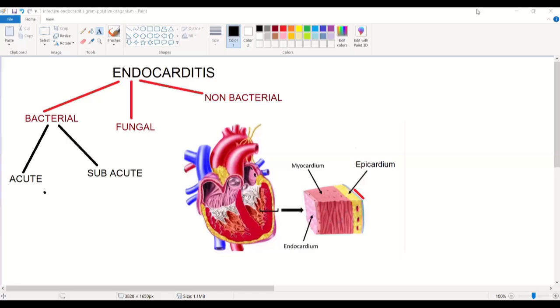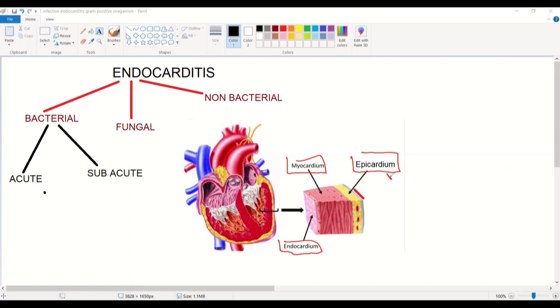Endocarditis is basically the inflammation of the endocardium, right? So the heart has three layers: epicardium, myocardium, and endocardium. So the epicardium is the outer layer of the heart, right?